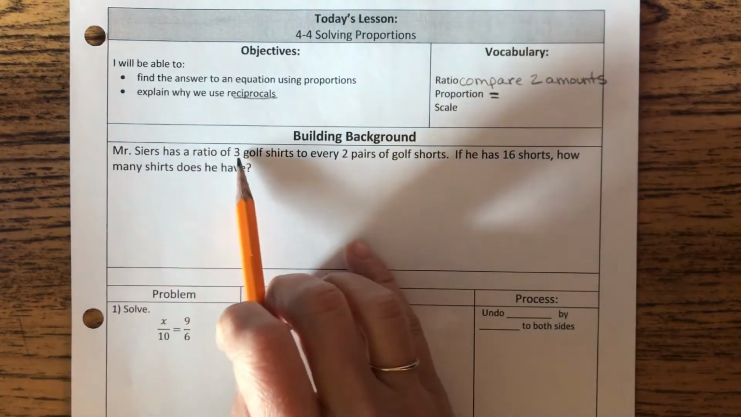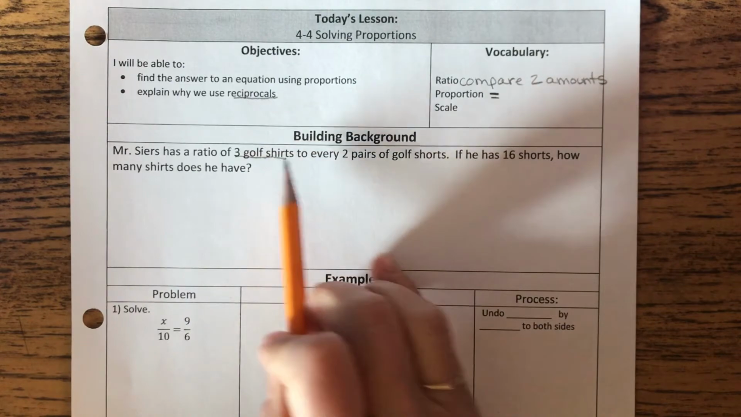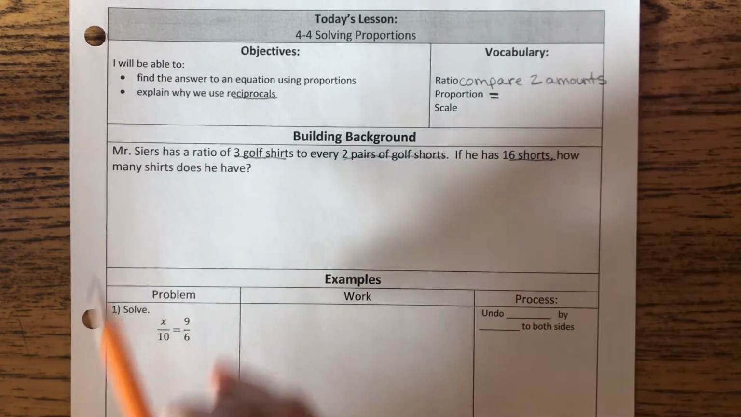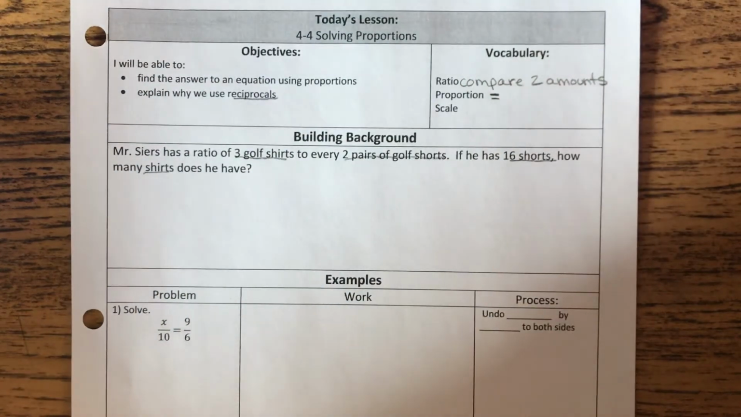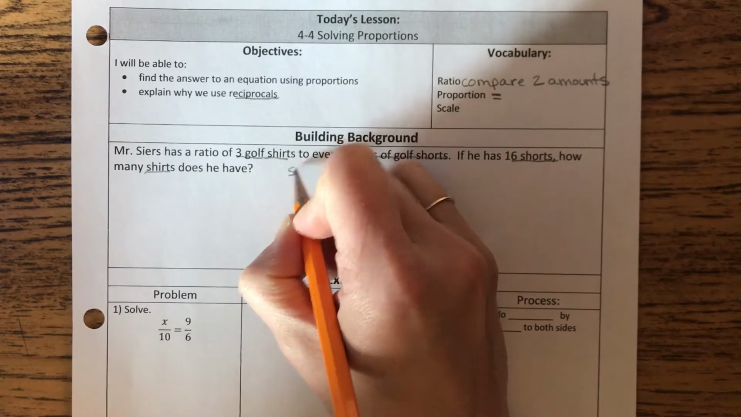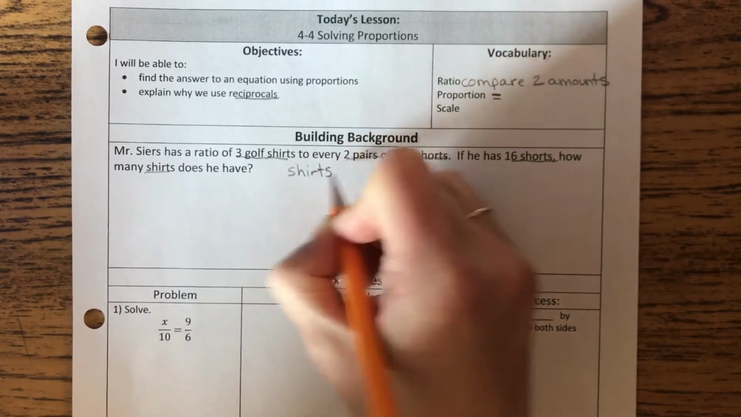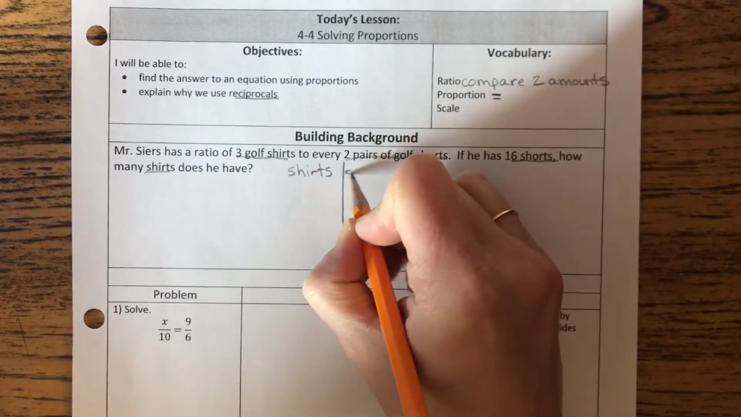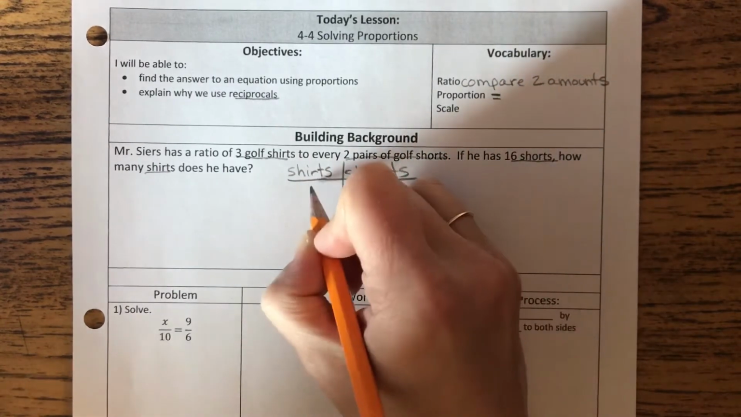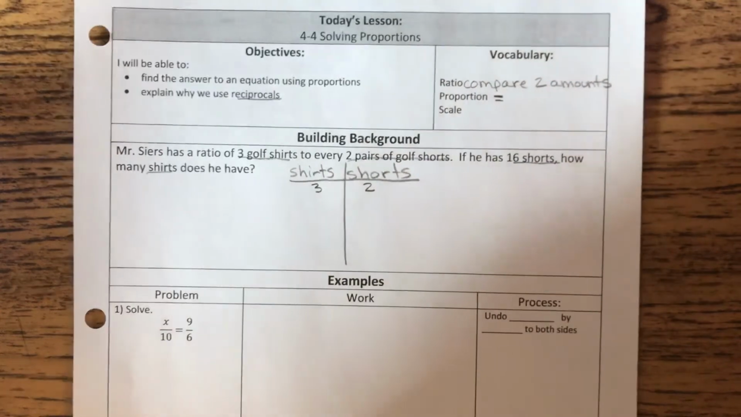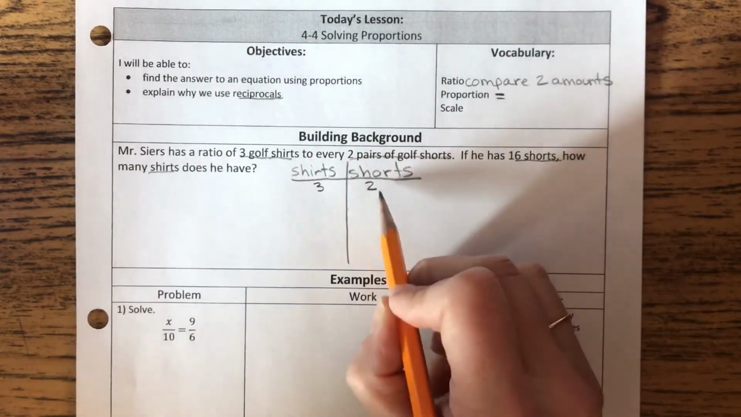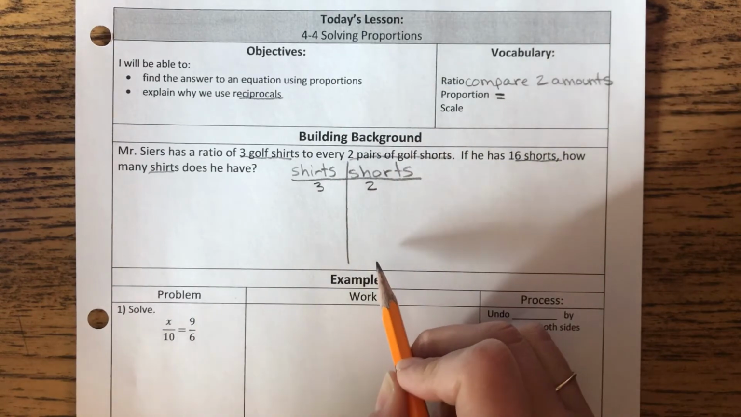It says Mr. Sayers has a ratio of 3 golf shirts to every 2 pairs of golf shorts. If he has 16 shorts, how many shirts does he have? So I'm going to first set up my table. I know that I have shirts and shorts. Okay, he has 3 shirts for every 2 shorts. And then I know that he has 16 pairs of shorts.